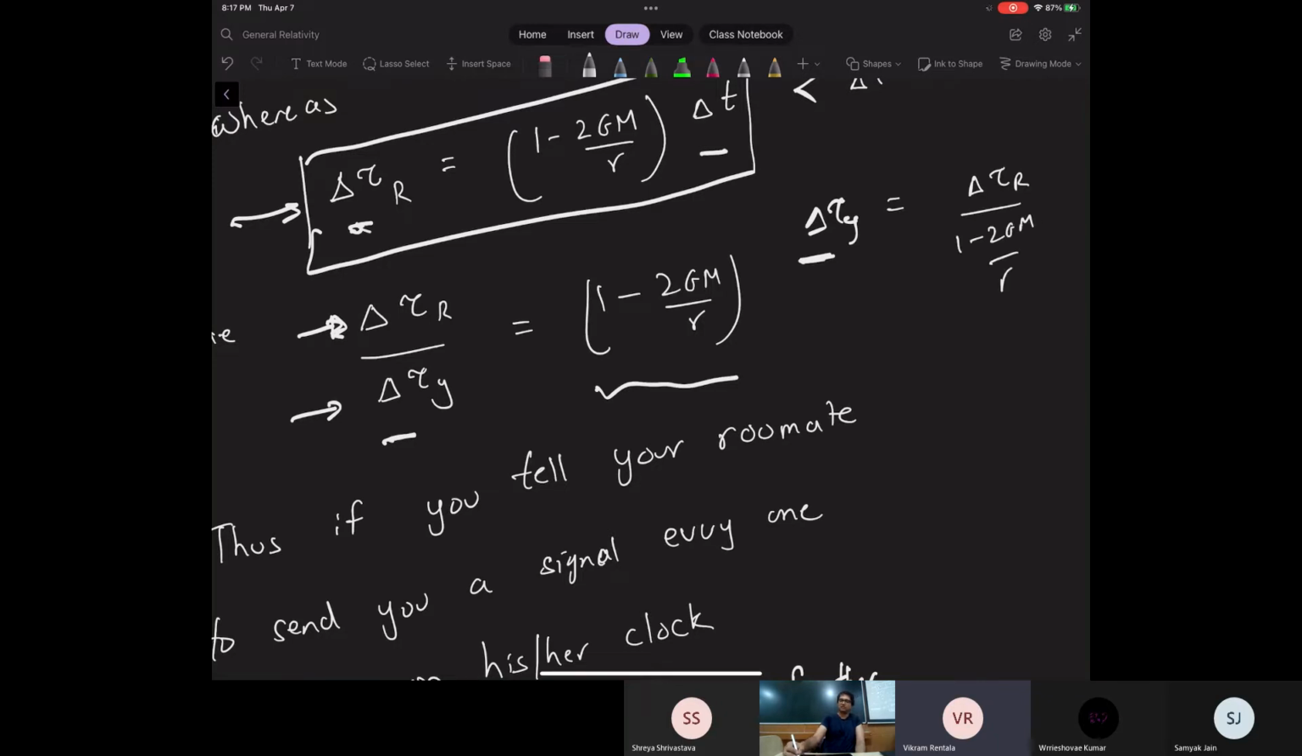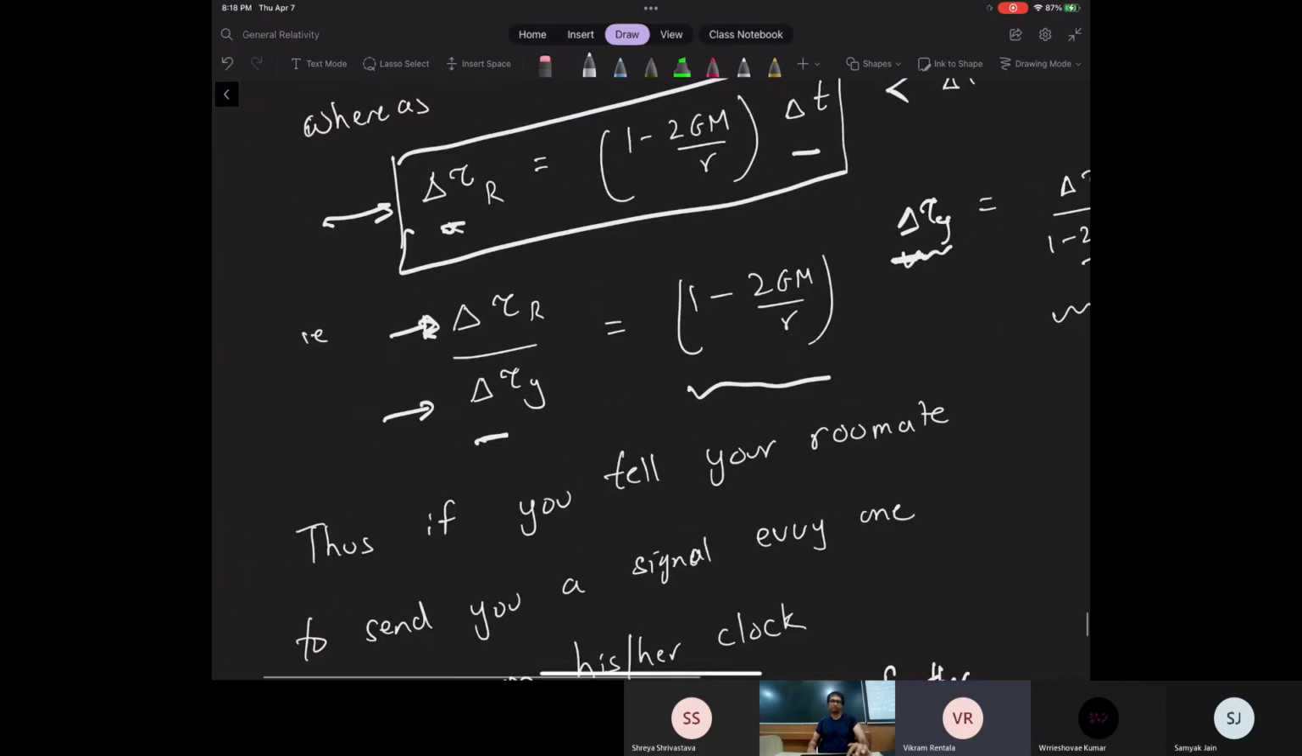If r is large, that is, if your roommate is just starting out on his journey, not gone close to the black hole, your clocks are ticking at exactly the same rate. As r gets smaller, as r gets close to 2GM, this becomes close to 0, and delta tau u becomes closer to infinity. So even for 1 second elapsed on their clock, if they are very, very close to 2GM, the time between two signals is going to approach infinity. You might be wondering what happened to your roommate. But if you wait long enough, you will still see a signal from them. No matter how long you wait, you will still see some signal from them, as long as they are at finite distance from 2GM.